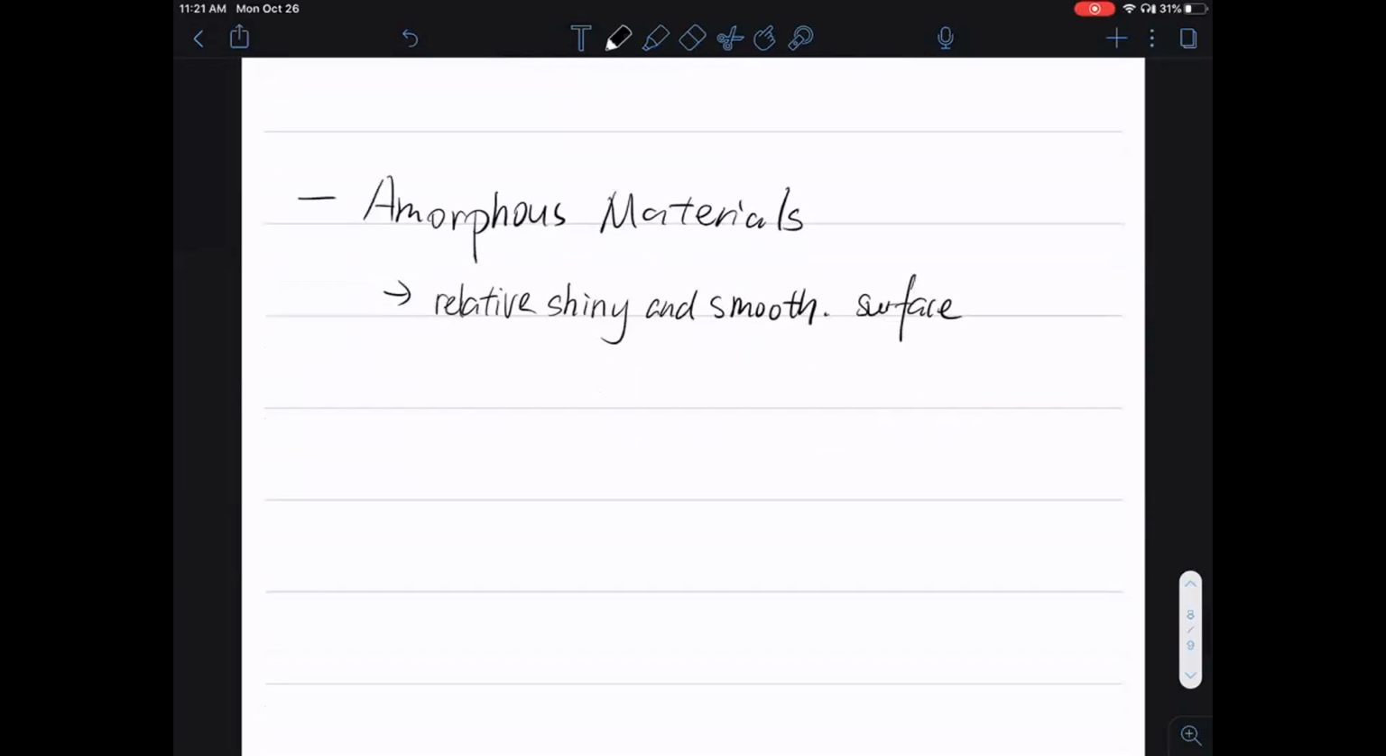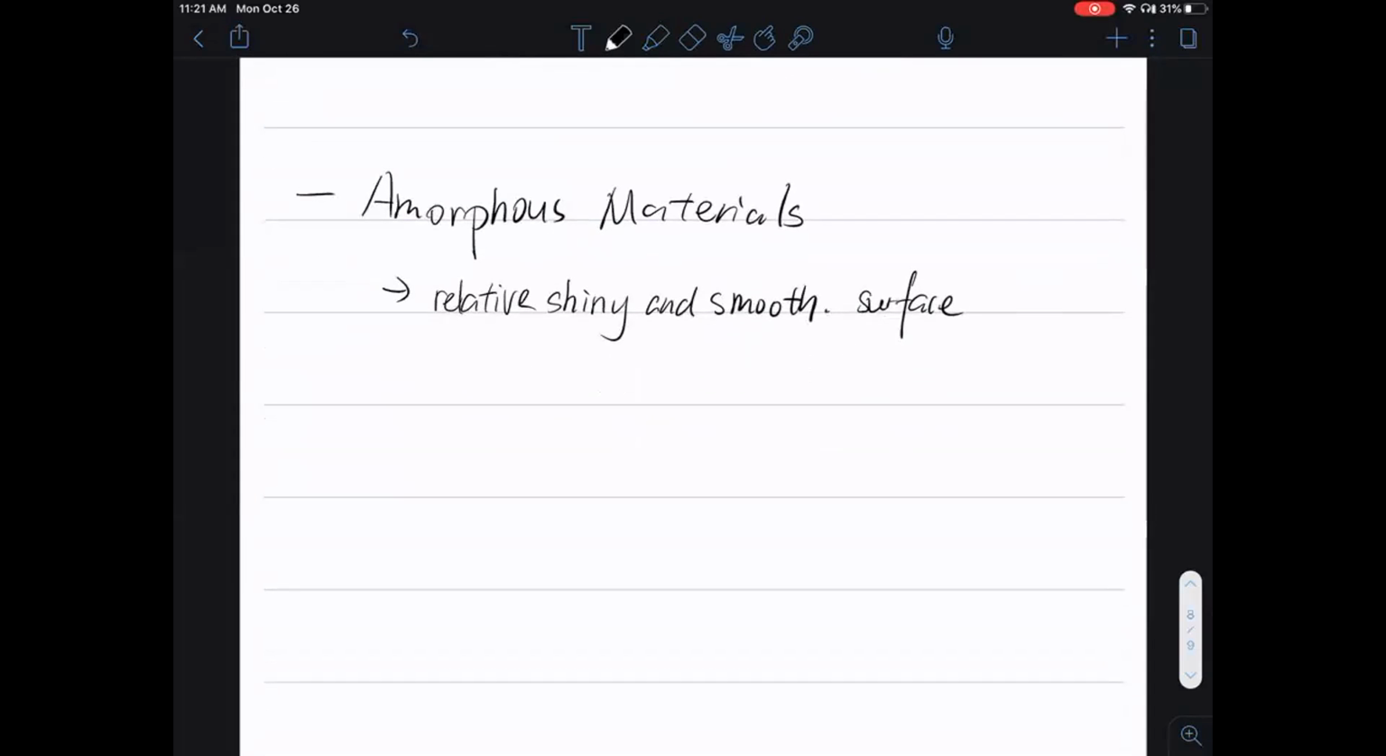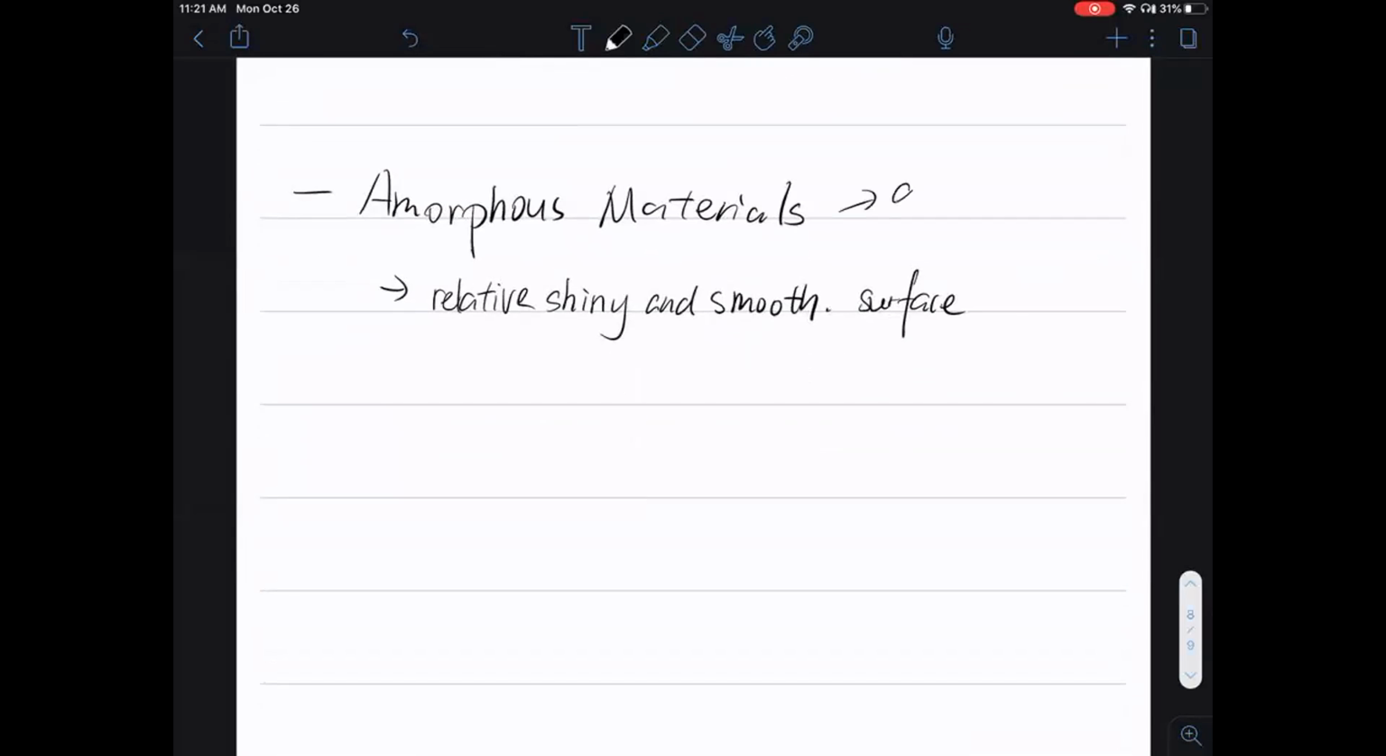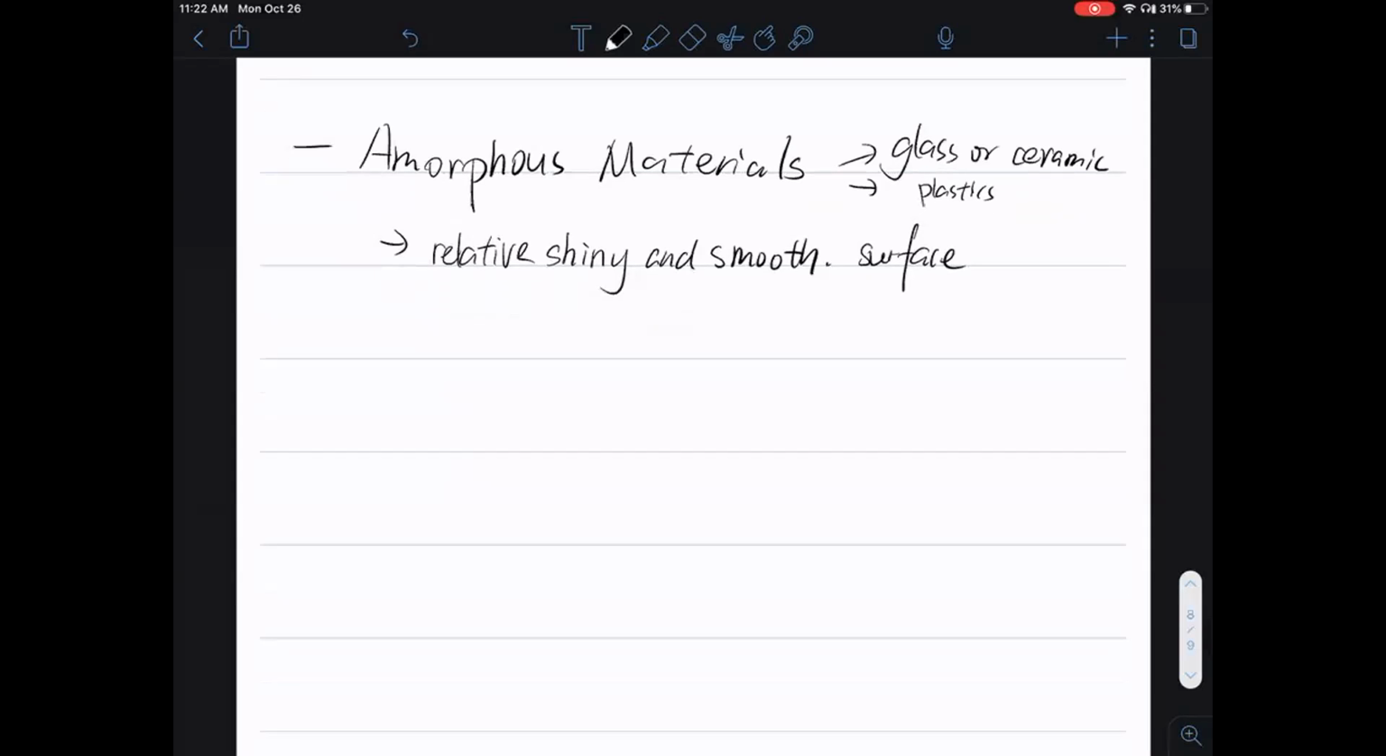Okay, all right, that's amorphous material, such as glass or other ceramic materials. Or sometimes you will find that from very brittle polymers or plastics. Okay, that's amorphous material. I don't have a picture to show you, but you can imagine that.